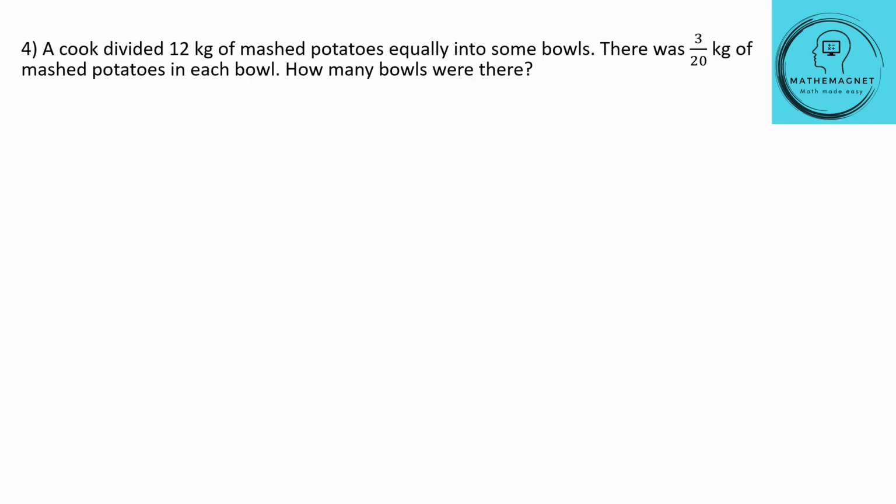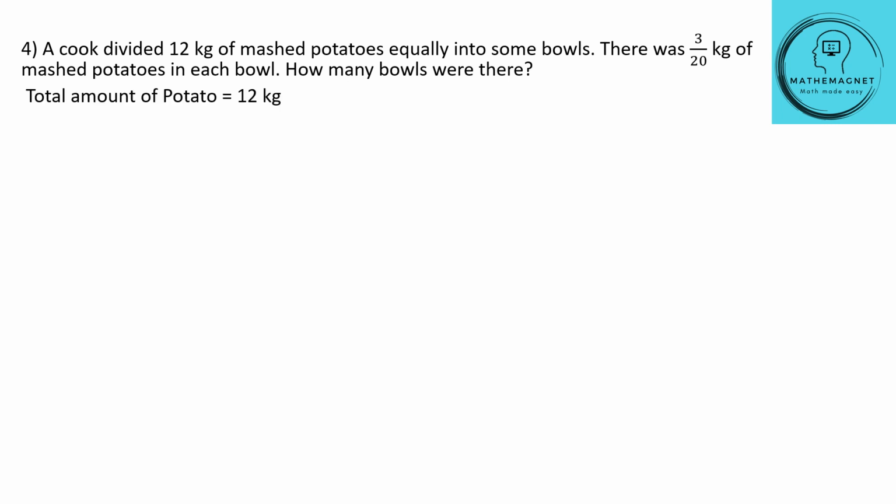The next question. A cook divided 12 kg of mashed potato equally into some bowls. There was 3/20 kg of mashed potato in each bowl. How many bowls were there? Now here again we have got the information of the total amount of mashed potatoes available, how many kg there are in each bowl, and they've asked you to find the number of bowls.